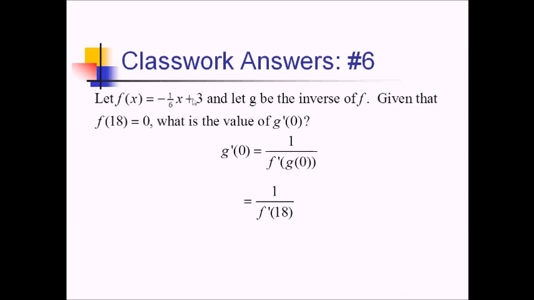Let's figure out what the f prime function is algebraically. So here's f of x. The derivative of that is just this negative 1/6 slope of this function. So that means that f prime of 18, and pretty much everything else, is going to equal negative 1/6. So this is really 1 over negative 1/6. And same change flip, we end up with negative 6.